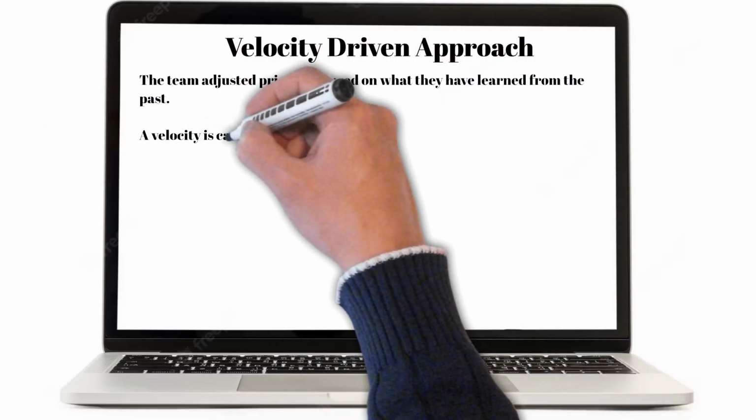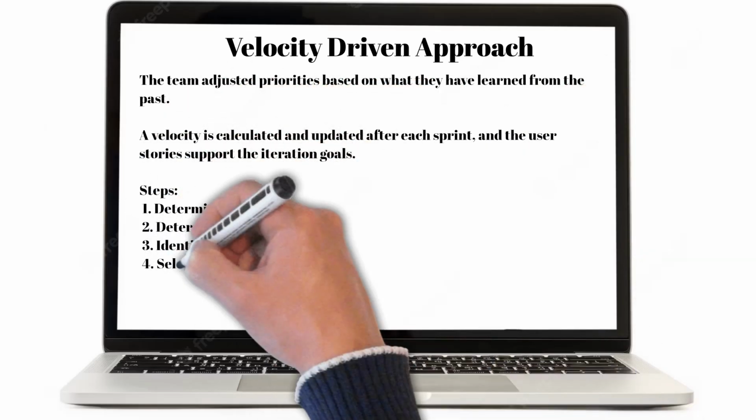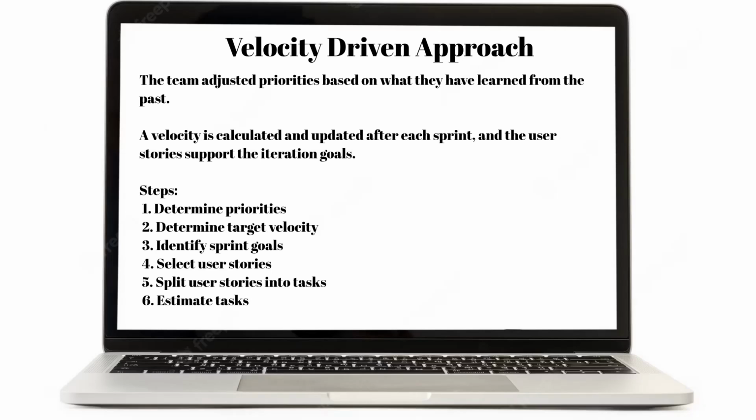With the velocity-driven approach, the team adjusts priorities based on what they have learned from the past. A velocity is calculated and updated after each sprint, and the user stories support the iteration goals. In addition, each story is split into tasks by the team, and the tasks are also estimated. To sum it up, the steps are: determine priorities, determine the target velocity, identify sprint goals, select user stories, split user stories into tasks, and estimate the tasks.